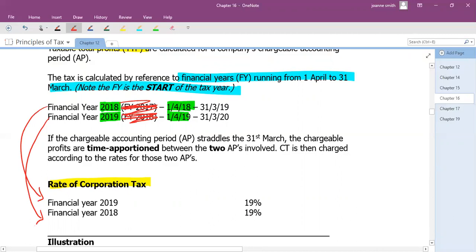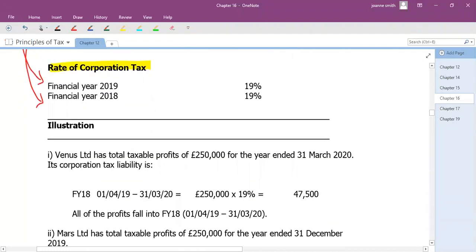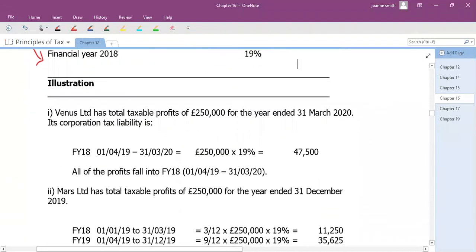But what we would do in the real world, you know, let's say 18 was, I don't know, 20%, yeah, we would take a proportion and say, well, how many months of the accounts fell in that year, and we'll tax that bit at 20%. How many months were in 19, tax that bit at 19%. But the key message here is that's not a point for your exam. You know, we will just apply the rate of tax throughout.